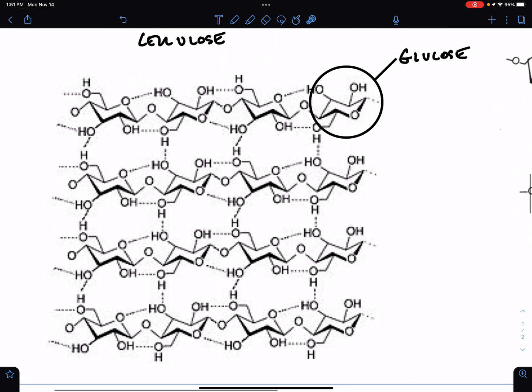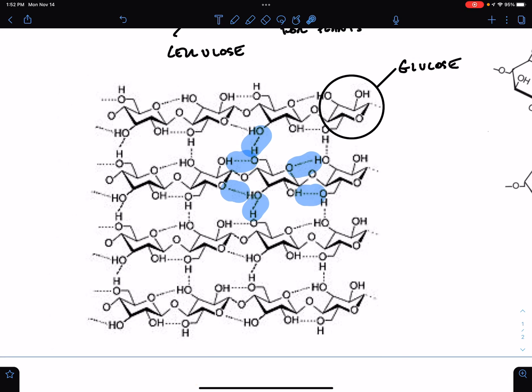Okay, so cellulose forms these long straight chains that are held together by covalent bonds between the hydroxyl groups here. But then you'll also notice that there are these dotted lines, which I'm going to highlight some of here. So the dotted lines are actually showing hydrogen bonds that hold the chains of cellulose to one another, providing kind of a rigid mesh, giving a lot of structural support.